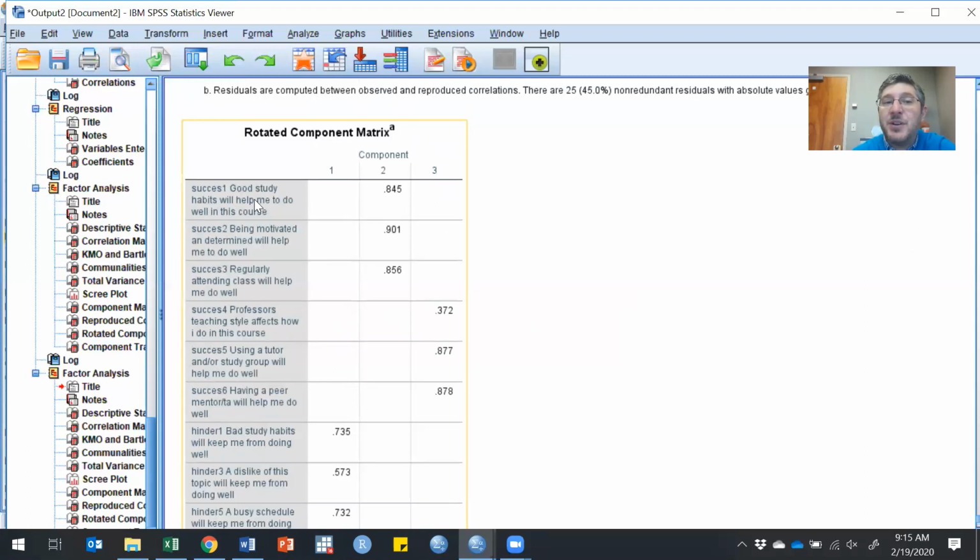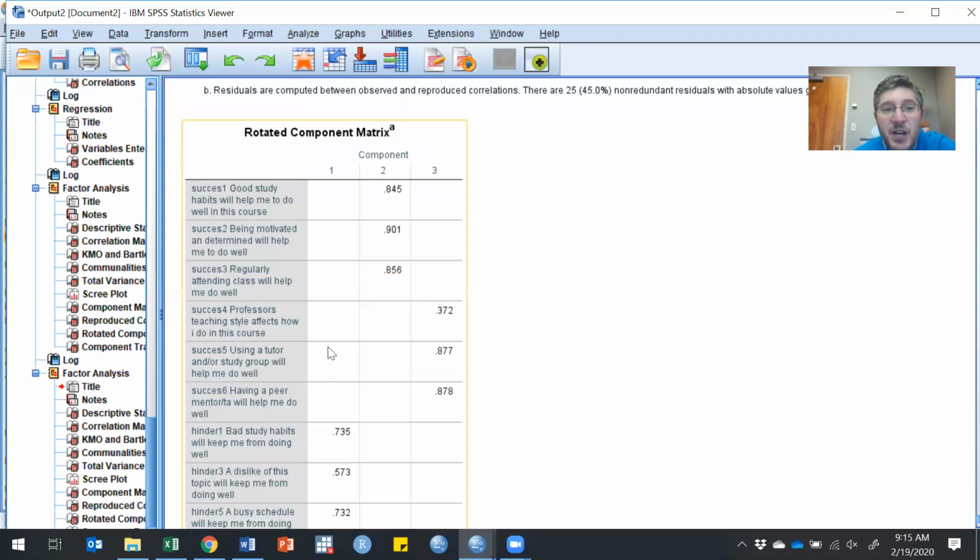The second component: good study habits will make me do well in the scores. Being motivated and determined will help me do well. Regularly attending class will help me do well. Maybe we could call this positive success habits. And all of the variables load onto this component very strongly here.